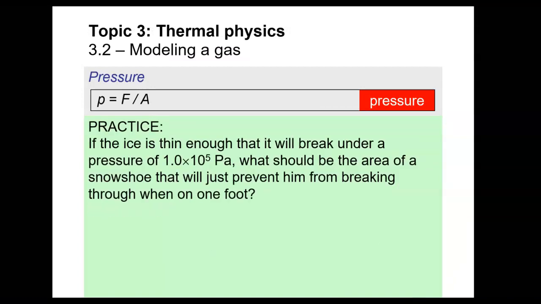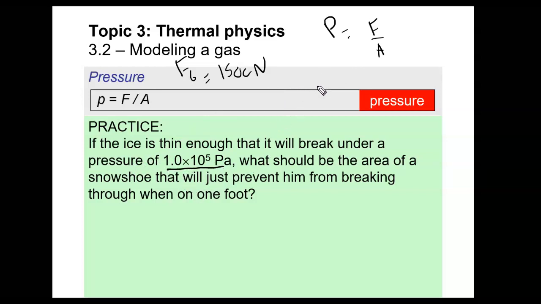where it says if the ice is thin enough that it will break under a pressure of 1 times 10 to the 5 pascals, what should the area of a snowshoe be that will just prevent him from breaking through when on 1 foot? So, similar problem. We still have the same force, that is the force of gravity, which is 1500 newtons, but now we want to spread it out over an area. Remember, pressure is force over area. We want to spread it out over an area so that the pressure is less than this value.